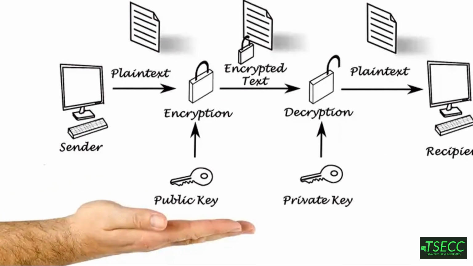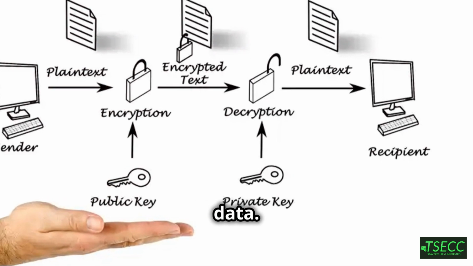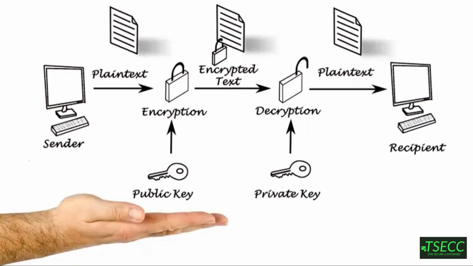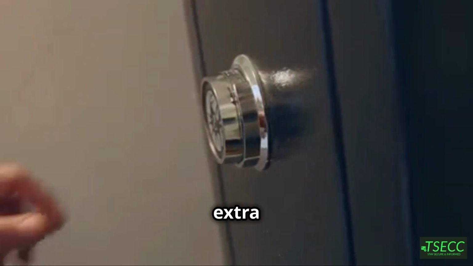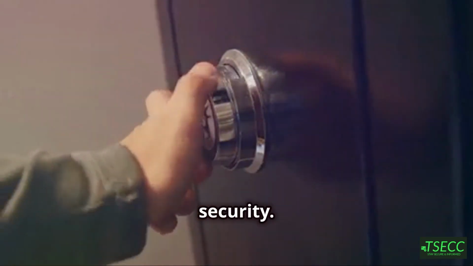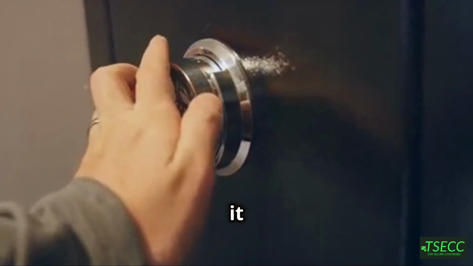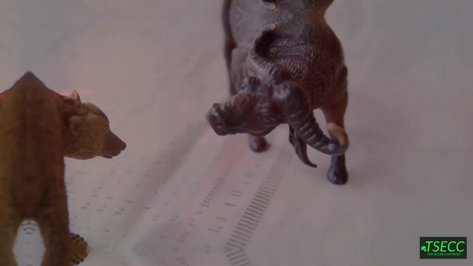Next up, public key encryption. It is a powerful method for securing data. Let's explore how it works and why it's so effective. The file is encrypted using the public key, adding an extra layer of security. This ensures that the encrypted file and the symmetric key needed to decode it are both protected. It's like double locking a safe, making it extremely secure.